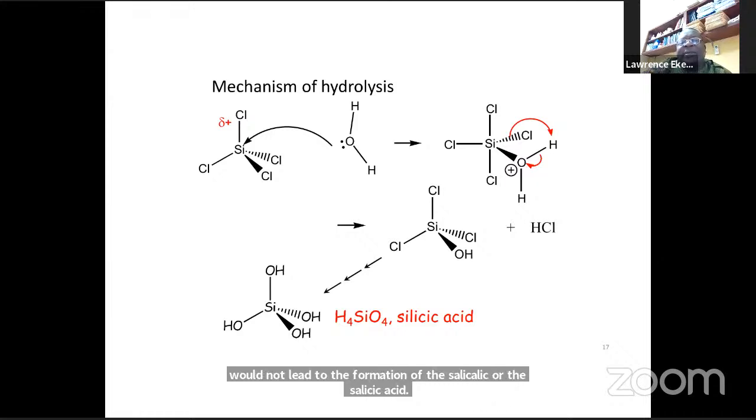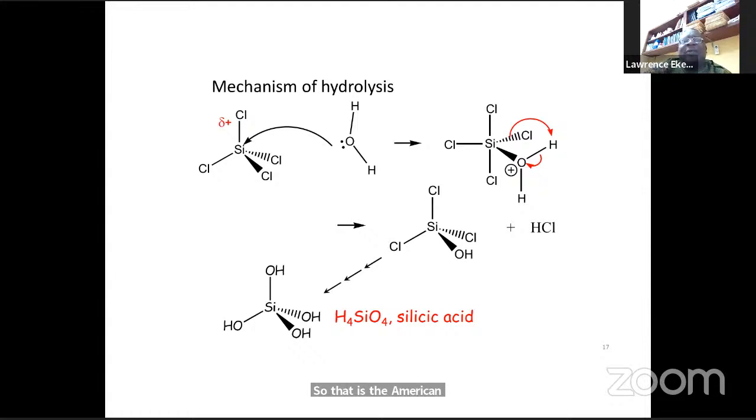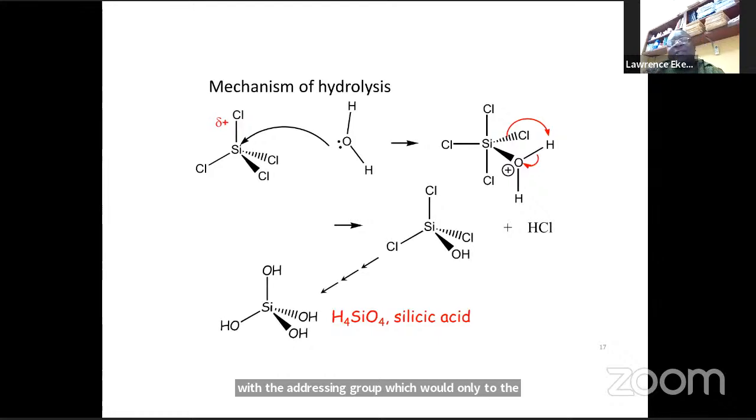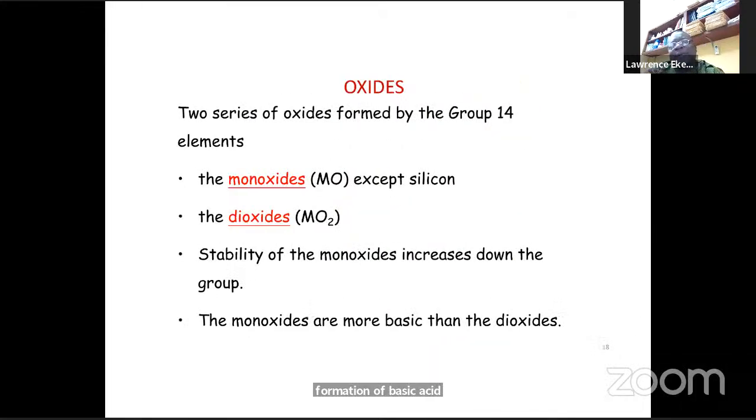So that is the mechanism. There is a gradual, step-by-step replacement of the chlorine in each of the 4 bonds with the hydroxy group, which will then lead to the formation of silicic acid, with hydrogen chloride as the byproduct.